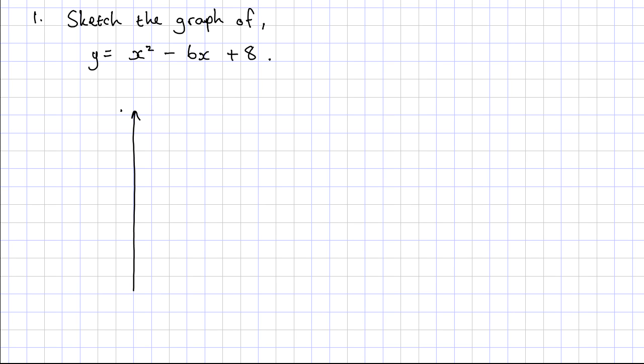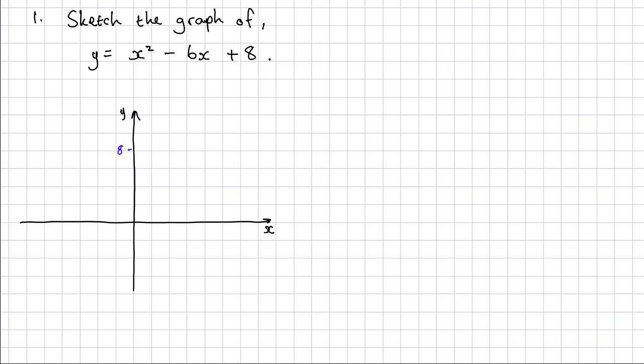Now when I'm sketching graphs, I need to show where my graph crosses the axes. So I'm going to try and do that first. Now to find where it's going to cross the y-axis, this is where the x values are 0. So when x is 0, I'll get 0 squared minus 6 times 0. So that's 0 minus 0, which is 0, add 8. So my y value is going to be 8. So I know my y-intercept is going to be 8. So I'll mark that now.